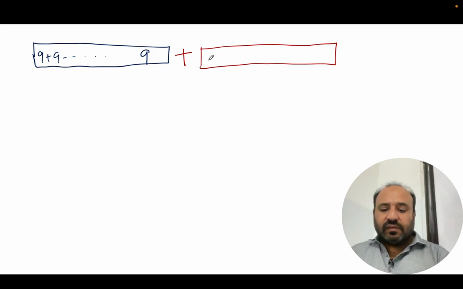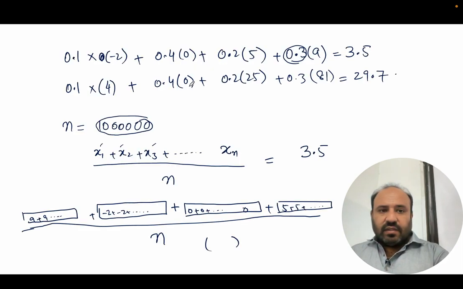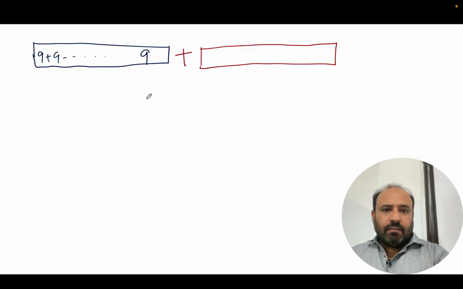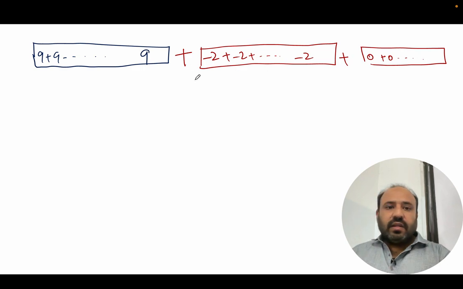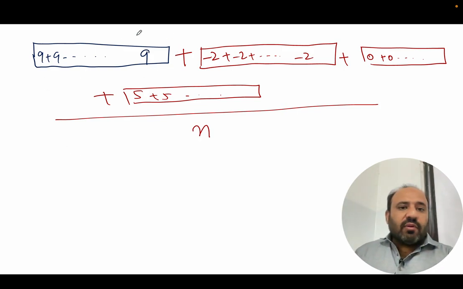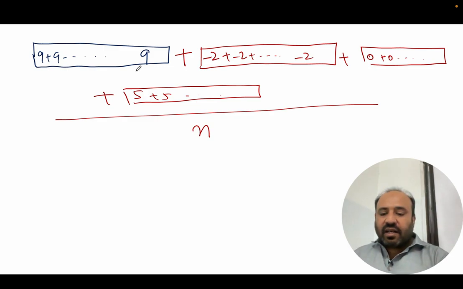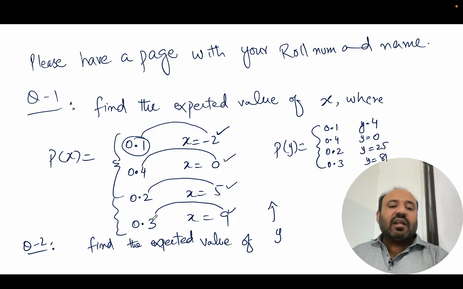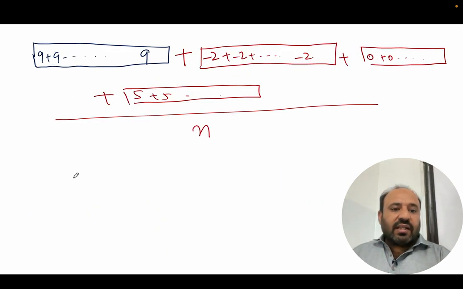Then we have minus 2's. Then we have all the zeros. And then we have all the 5's divided by n. Now the total number of 9's will be, because we have generated data according to this distribution, 30% of the total data, which means the 9's together will be 300,000, I guess, this number multiplied by 9. That's the same thing?